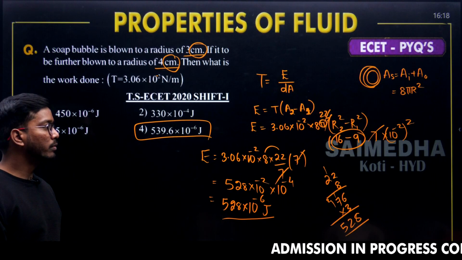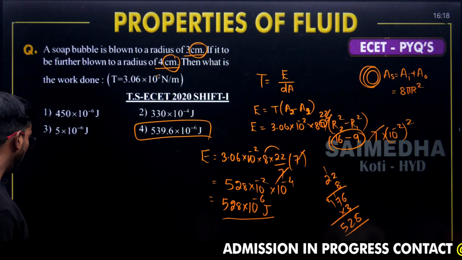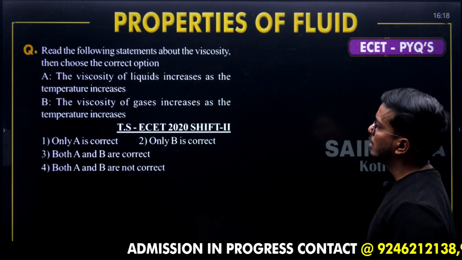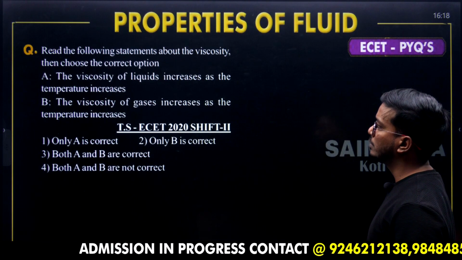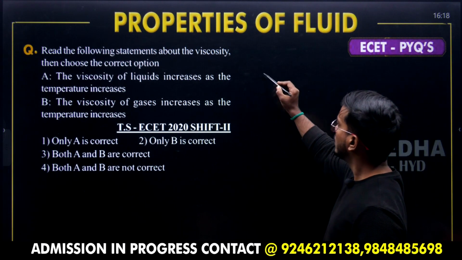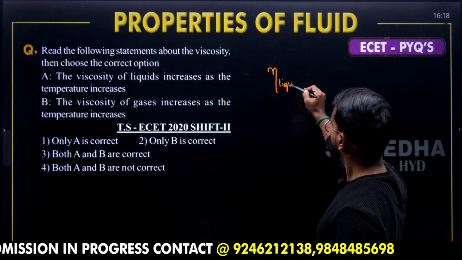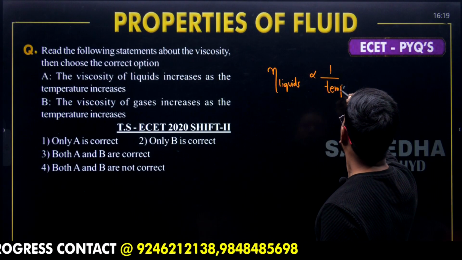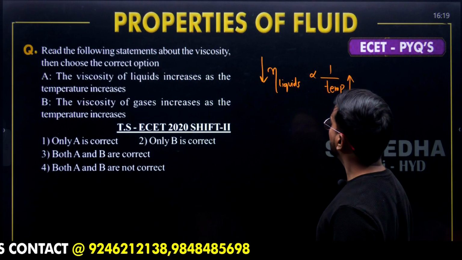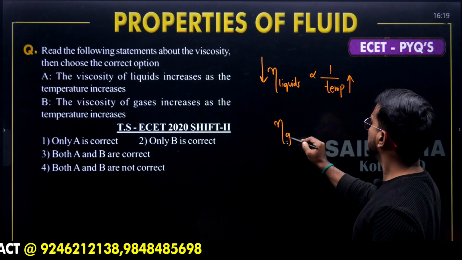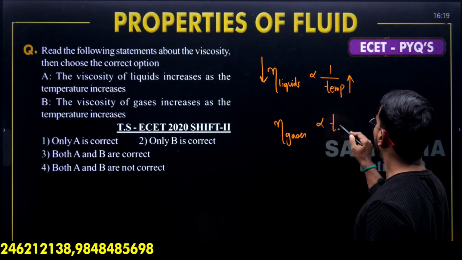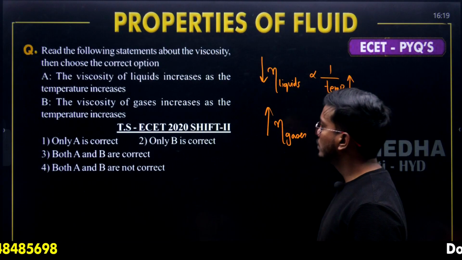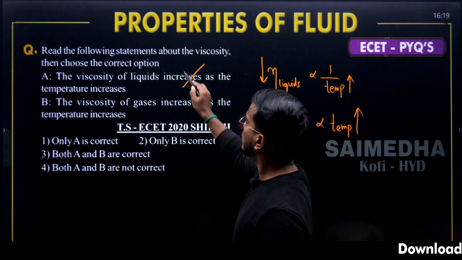Okay. Go through it once. Next question now, the next question given over the board is, see here, read the following statement about the viscosity. Viscosity of the liquid increases as the temperature increases. Remember, the viscosity of liquid is inversely proportional to temperature. So, when temperature increases, viscosity decreases, whereas in case of gases, it's directly proportional to temperature change. Temperature increases, viscosity of gases also increases. So, viscosity of liquids increases, this is a wrong statement here.